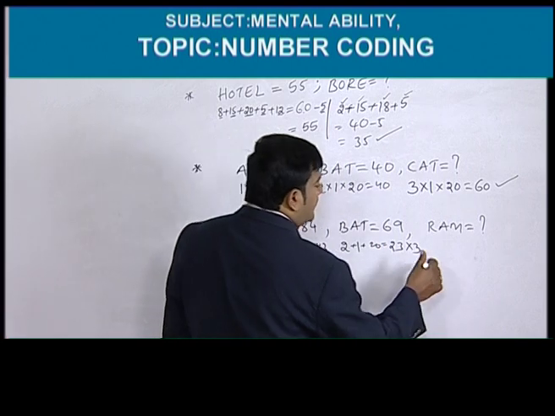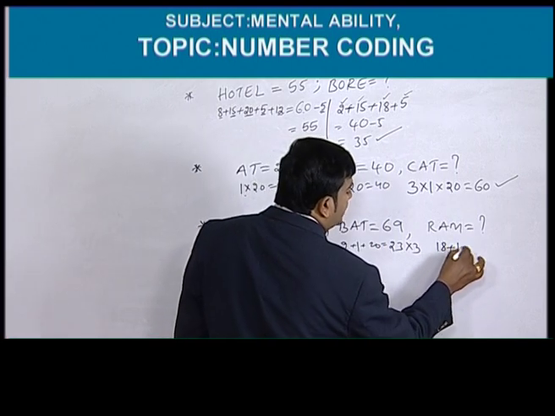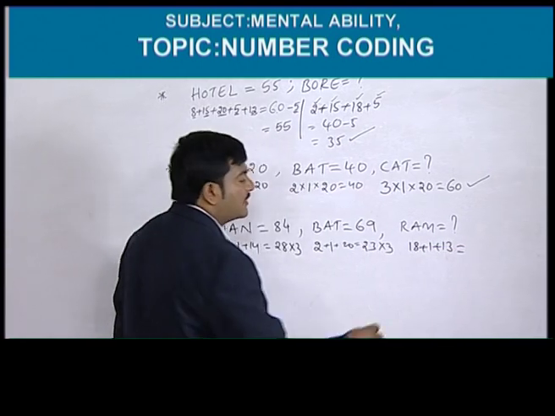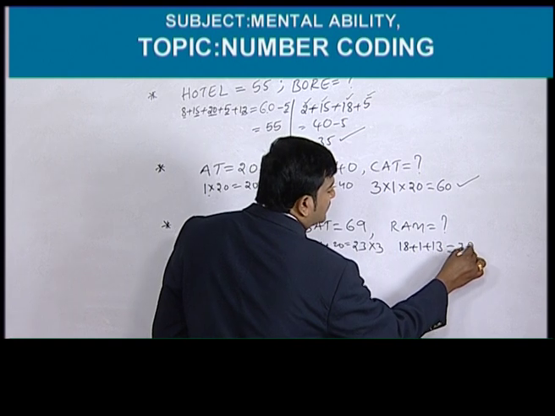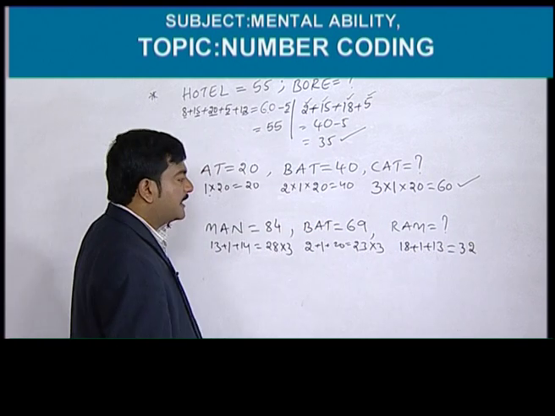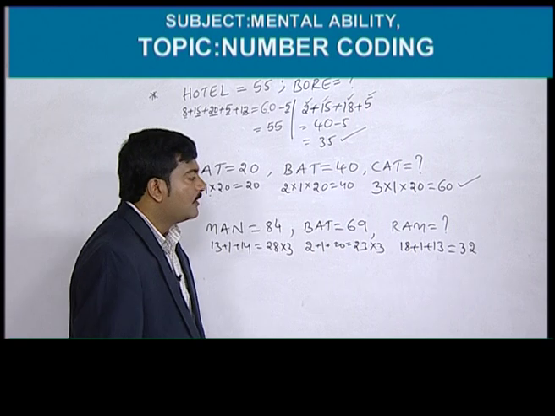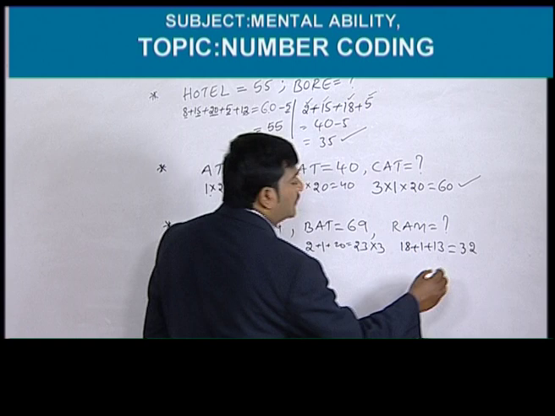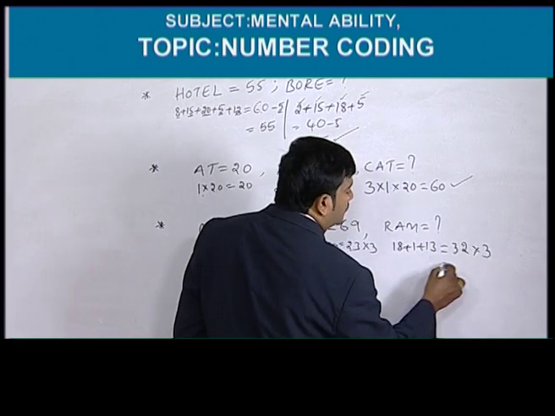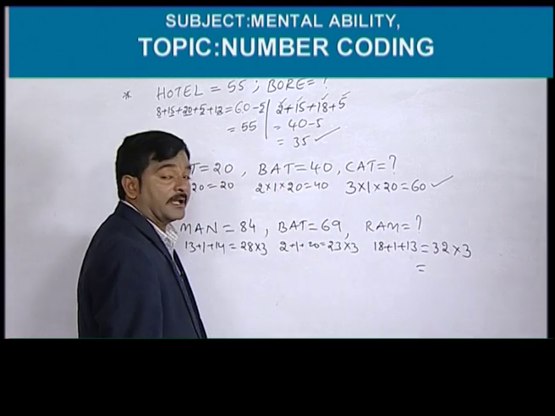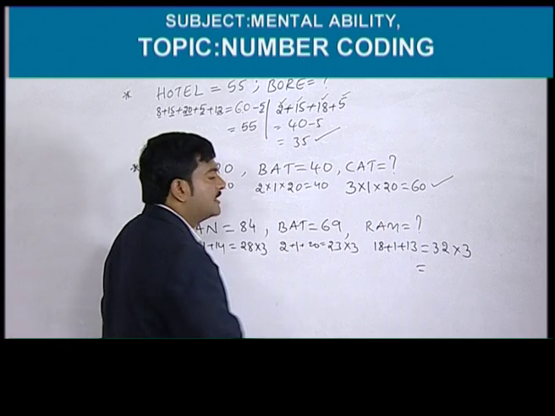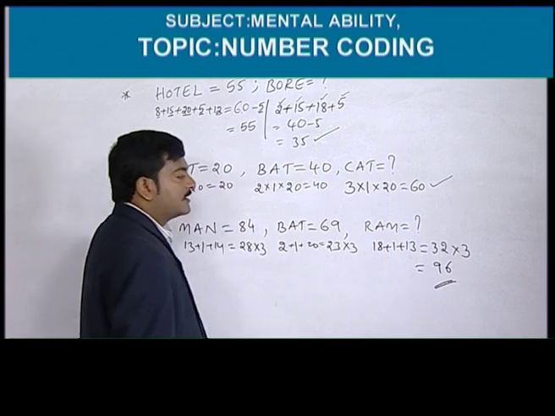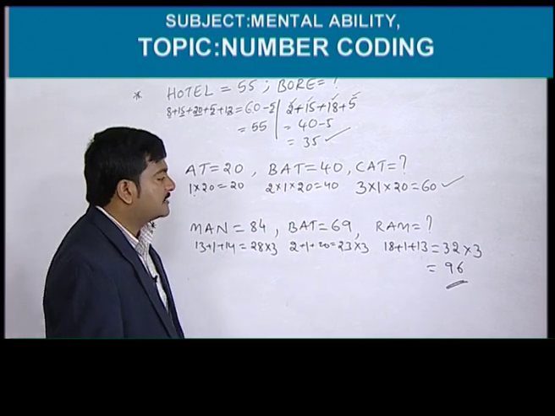RAM is given. RAM means what? 18 plus 1 plus 13. 13 plus 1 is 14. 14 plus 18, how much am I getting? 32. Once again, 13 plus 1 is 14, 14 plus 18 is 32. Now after getting this number, what do I have to do? Multiply this 32 with 3. 30 3s are 90, 2 3s are 6. 90 plus 6, how much am I getting? 96. Hence the answer for the given word RAM is 96.